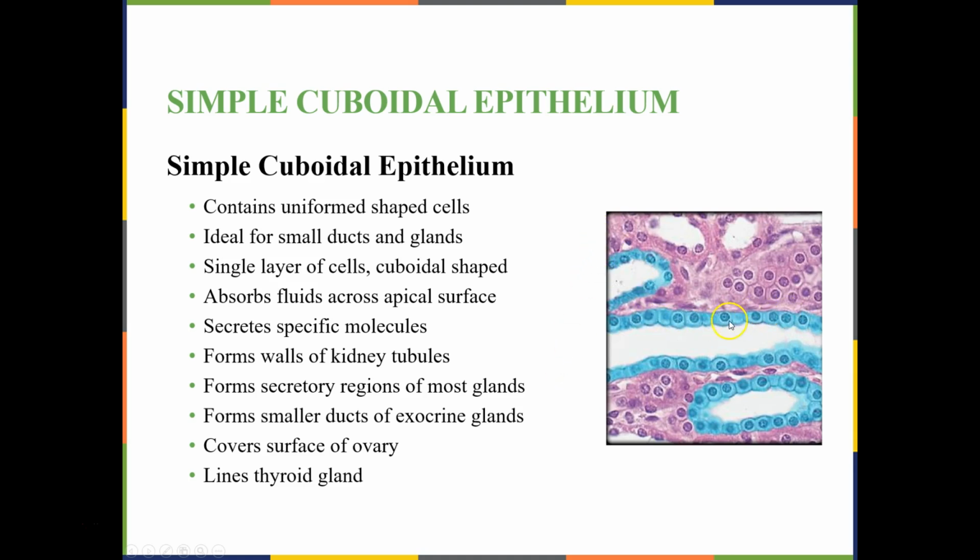Here is simple cuboidal epithelium, so you can see the simple cuboidal. Simple cuboidal epithelium lines the majority of our glandular tissue, and it surrounds the lumen or the opening of those glands.